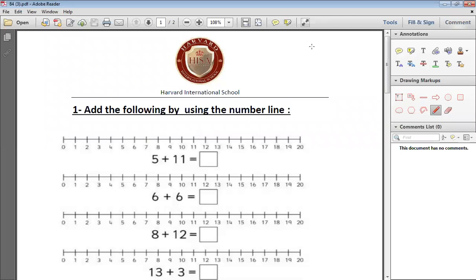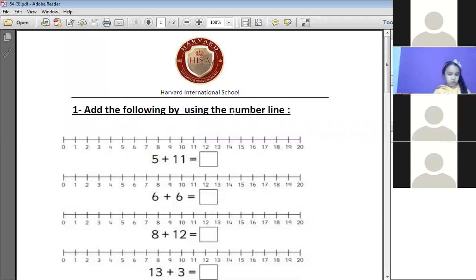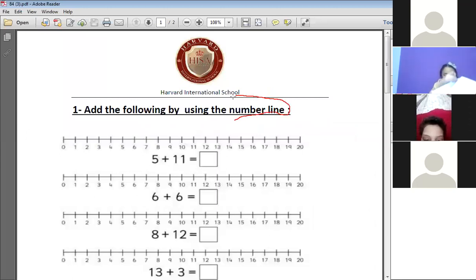Okay, here, the third page. The third page is about addition. Here he is asking you to add the following by using the number line. When he is asking to use the number line, you have to use the number line. Don't answer without showing me your work here on the number line. It will be wrong, okay?